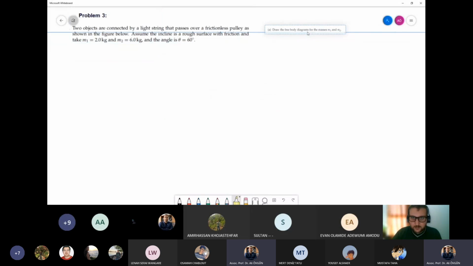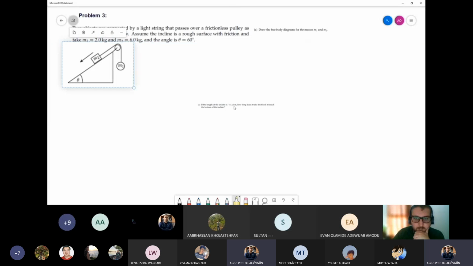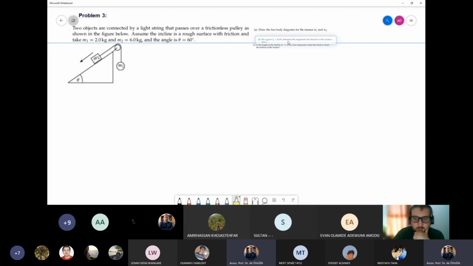First you must draw a free body diagram. After that, you must find acceleration a, and also... yes, this is the problem. Part C and part D.